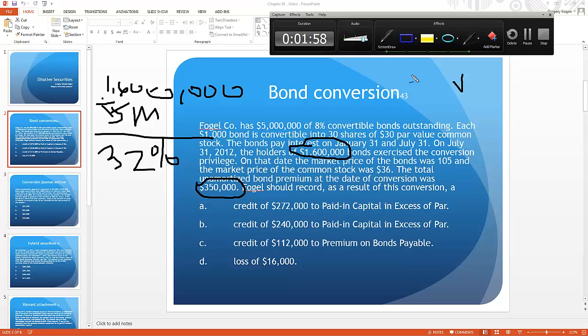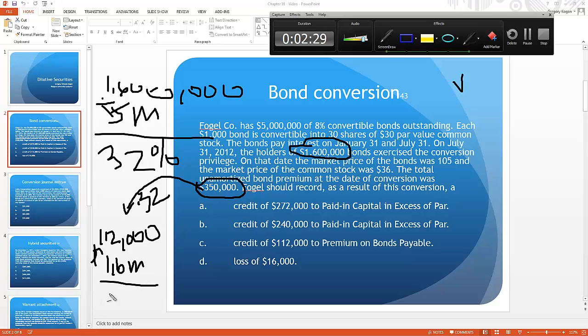Now what does this tell me? I want to figure out how much of the premium is associated with these converted bonds, right? So I will take this times 0.32, and I will get 112,000. Now what does this give me? At the time of conversion, I know that the carrying amount of the bonds is 1.6 million plus the unamortized premium. So I'm looking at a carrying amount of 1,712,000. So this is what we have here as the carrying amount.